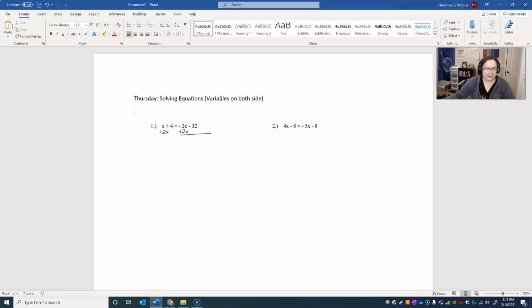My x's on the right are going to cancel, and I'm going to end up with negative 32. On the left, that gives me x plus 2x plus 4. I can combine my x terms to make this 3x plus 4 equals negative 32. This looks like the problems you worked yesterday. So I'm going to get my term with x alone by subtracting 4 from both sides.